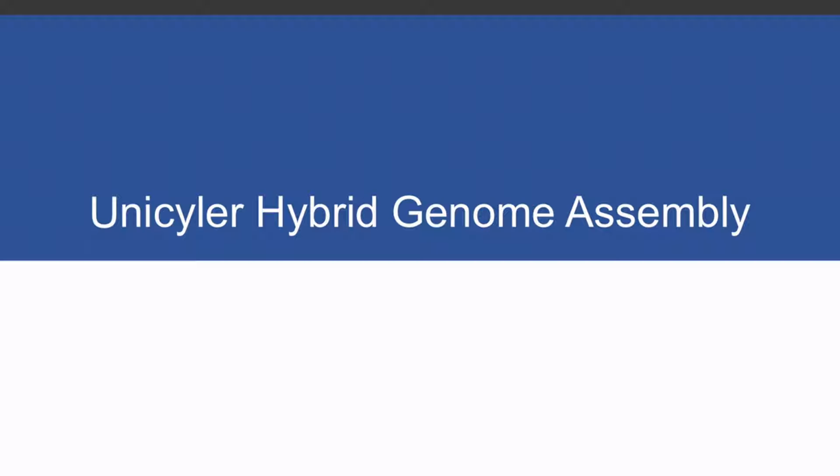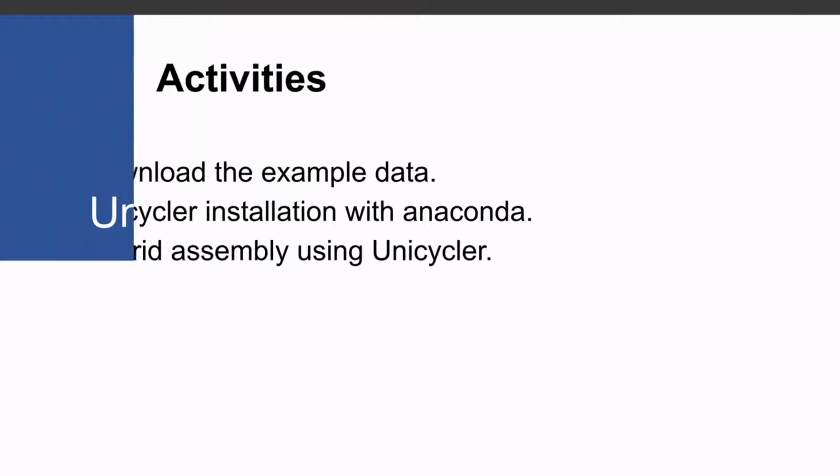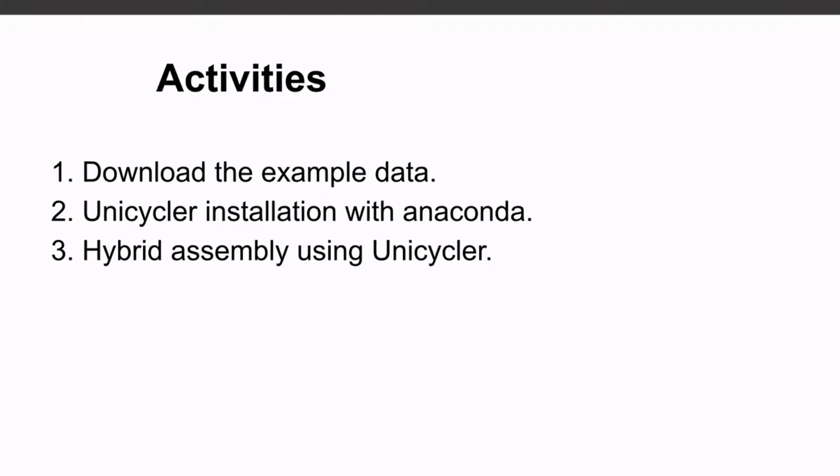In this tutorial, I am going to show you how you can perform hybrid assembly using the tool Unicycler. Hybrid assembly is the use of sequence data from different sequencing platforms to perform genome assembly. That's the basic definition. So in this tutorial, what we are going to do is to first download the example data, and then we are going to install Unicycler, and then we are going to perform the genome assembly.